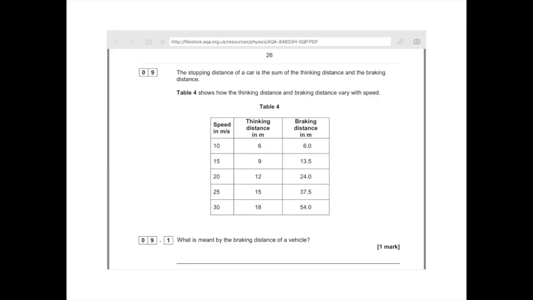9. The stopping distance of a car is the sum of the thinking distance and the braking distance. Table 4 shows how the thinking distance and braking distance vary with speed. What is meant by the braking distance of a vehicle? Finally, a definition that you just have to learn off by heart. So that's the distance travelled under the braking force, or you could say it's the distance travelled from the moment the brake is applied to when the car comes to a stop.